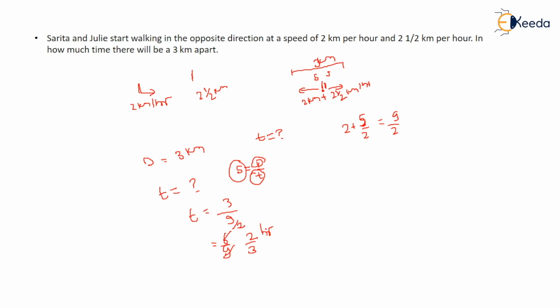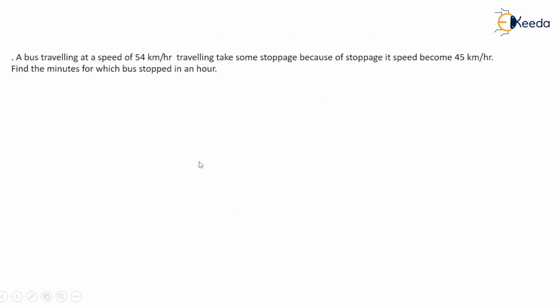So you have to convert hours into minutes. What you have to do is multiply it by 60. When you multiply it by 60, this comes out to be 40 minutes. So in 40 minutes they will be 3 km away. Okay, simple question. One more question is there. This is the last question.